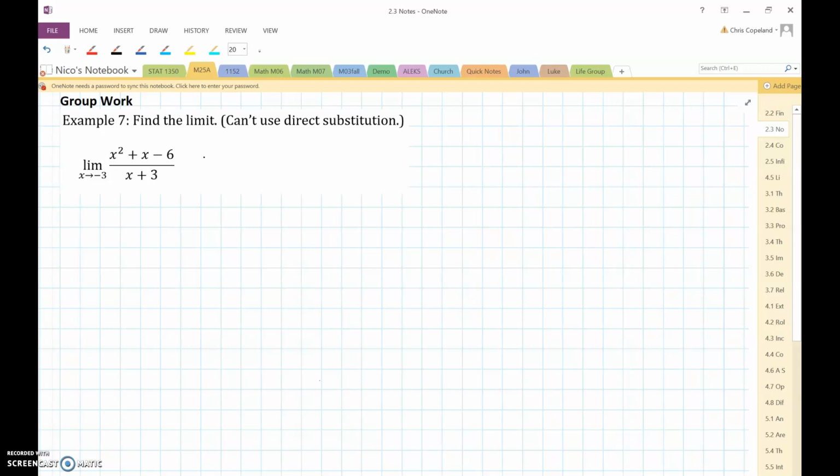Alright, example 7, find the limit. So again, we're going to find the limit of this function here as x approaches negative 3. So we could graph this, we could use one-sided limits, we could see if direct substitution works. So to see if direct substitution works, you are going to write out the function.